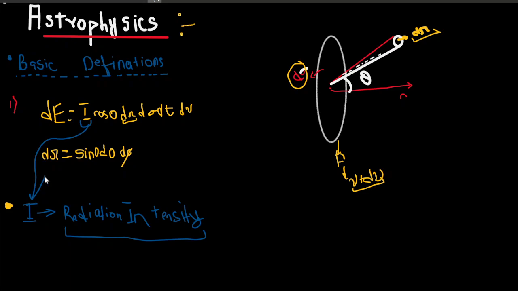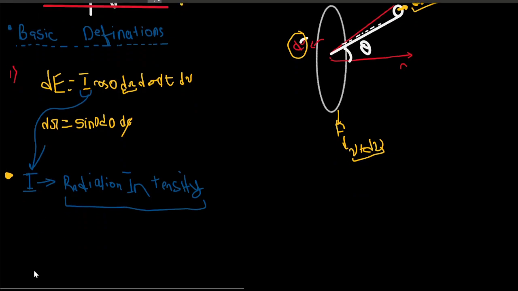This particular I is the radiation intensity, which is defined as the radiant energy, a small amount of radiant energy, which is flowing through the cross-sectional area d sigma, per unit solid angle d omega, per unit interval of frequency d mu, in a time dt. So this is how we define the radiation intensity.